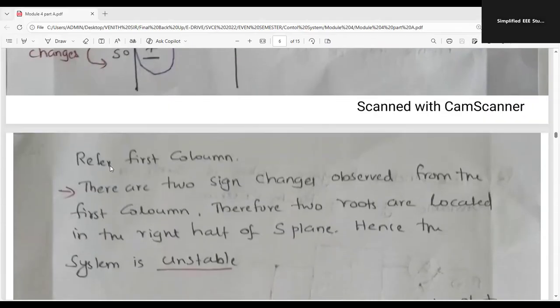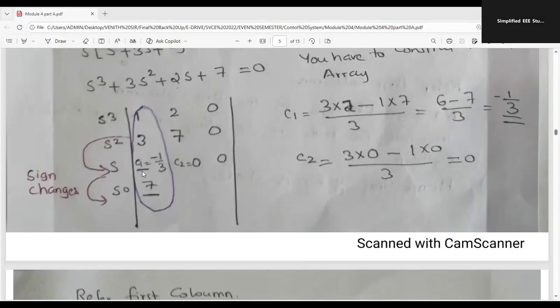Now please look at the first column. Kindly look at the first column. Whenever I'm looking at the first column, it is very clear that this is plus 1, this is plus 3, and this is minus 1 by 3. Again, this is plus 7. First case, look at the first column of the Routh array. Positive, positive, no sign changes, zero sign changes. But positive to negative means what? One sign change has happened, then negative to positive, another sign change has happened. That means there are two sign changes occurred here.